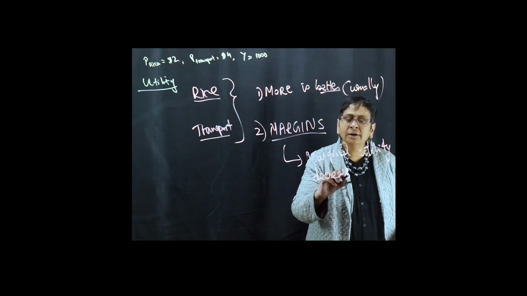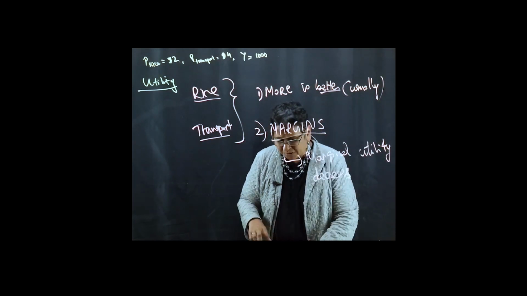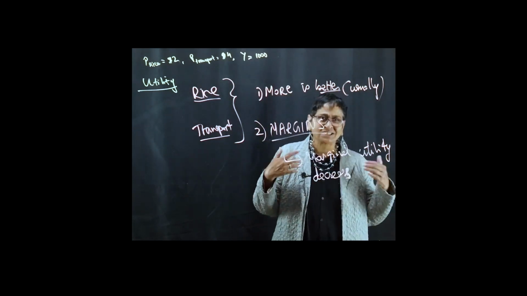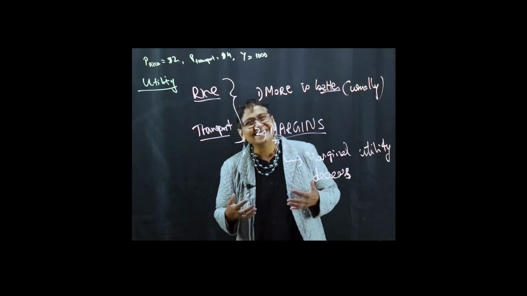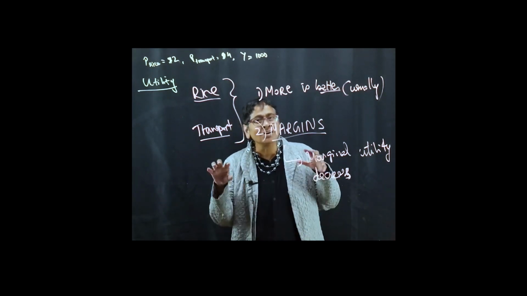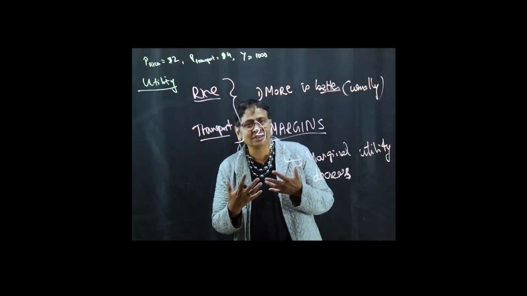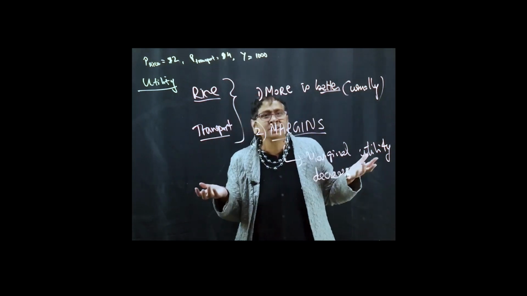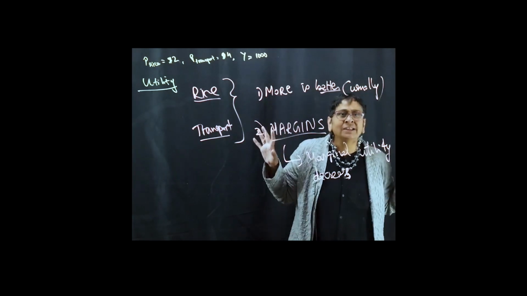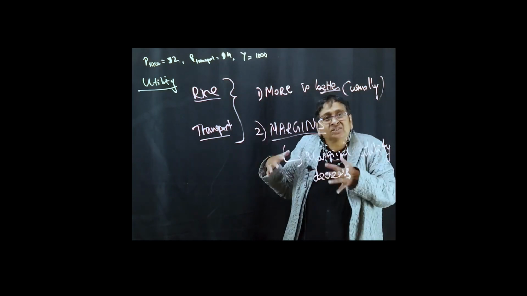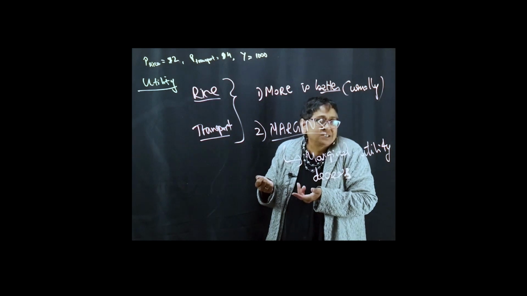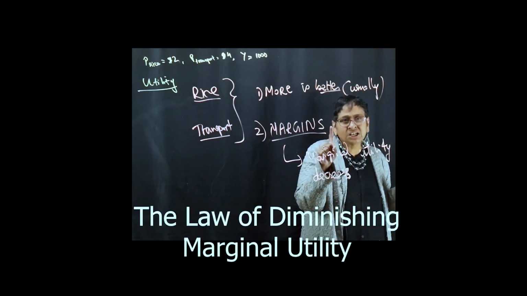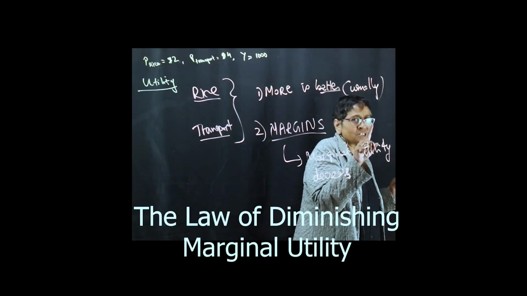So what I'm going to argue is as you get more and more of a good, the 5th TV is not going to make me quite as happy as the 1st TV. So the argument is not that the 5th TV is worth nothing to me, but that the amount of extra happiness I get from the 5th TV is really not that much compared to the extra happiness I got when I got that 1st TV. This is called the law of diminishing marginal utility.